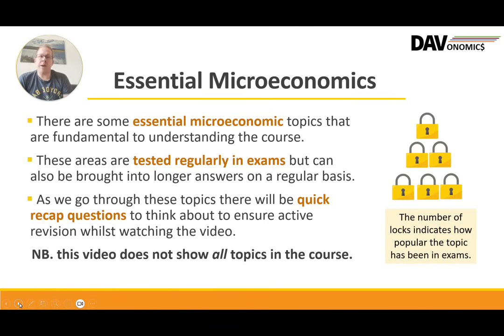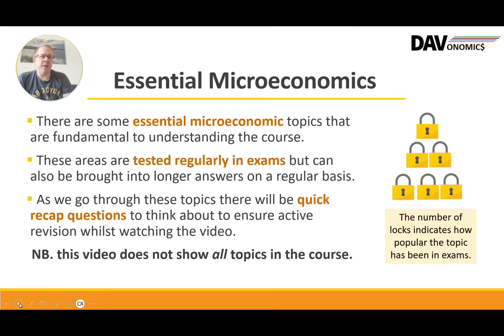There are some quick recap questions on the right hand side of each slide which you can do to make your revision more active. But remember, this doesn't cover every single topic. The whole point of this is to give you an overview of some of the real essential microeconomics, which is often focused on the diagrams, as you're probably aware.